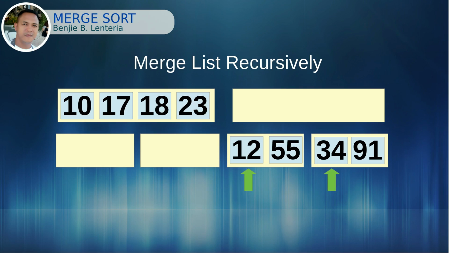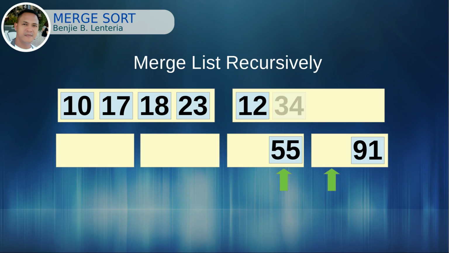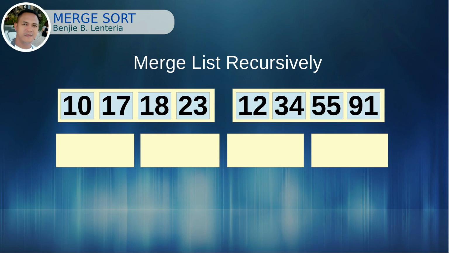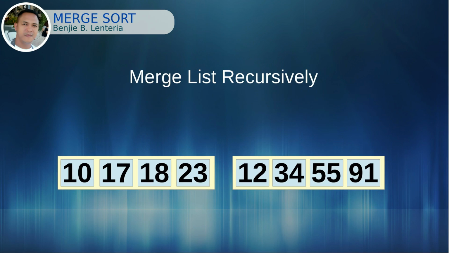So pointers will be pointing at 12 and 34, and since 12 is smaller than 34, 12 is inserted first, then the pointer will move to the next. And then 55 is larger than 34, and so 34 will be inserted and the pointer will move to the next. Then 55, then 91. At this point, we now have two lists with 4 elements each.